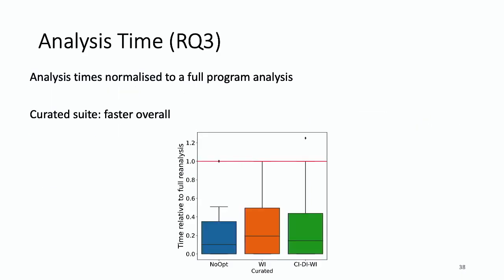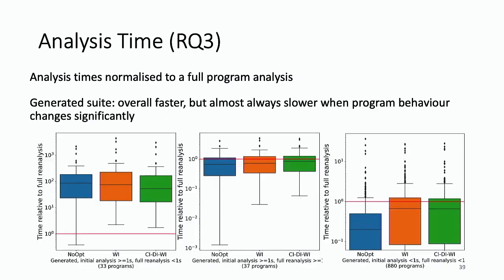And then we also compared the time needed by an incremental update to the time needed by full reanalysis of the program. And for the curated benchmarks, we see that our incremental update is still about 5 times faster than the full program analysis. The same easy story is not applicable to the generated benchmarks. We found that in some benchmarks, actually changes may remove a lot of program behavior or have a significant influence on the behavior of the program.